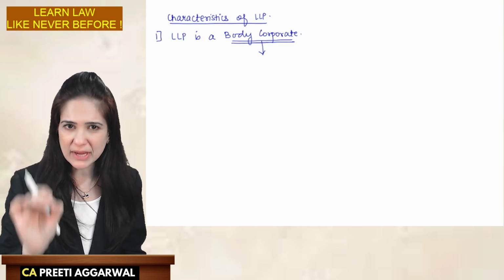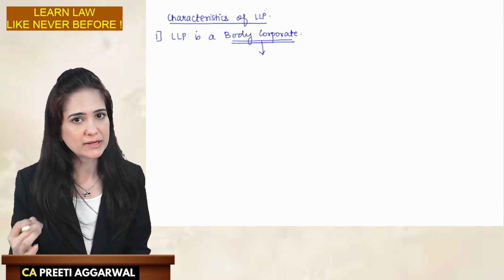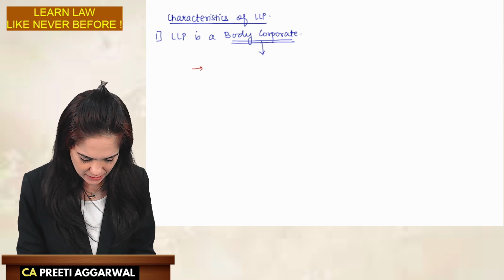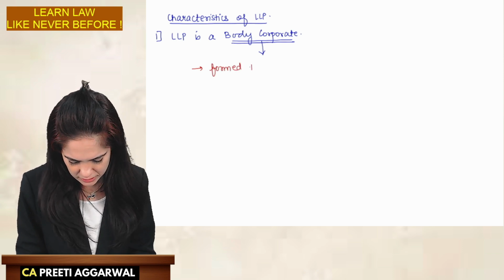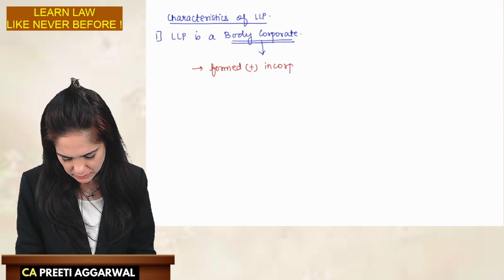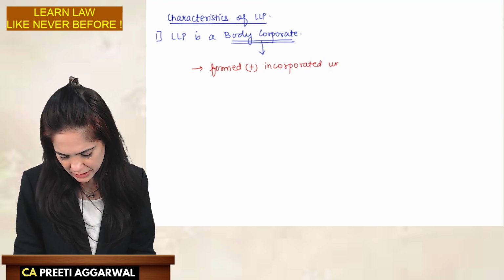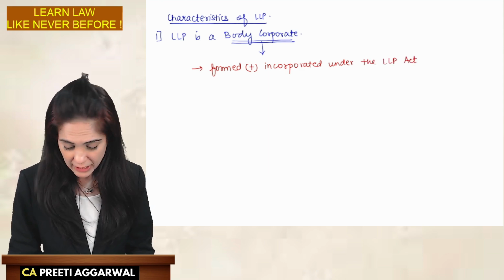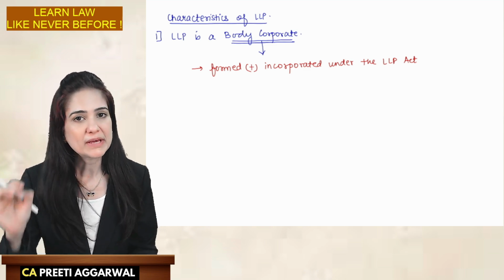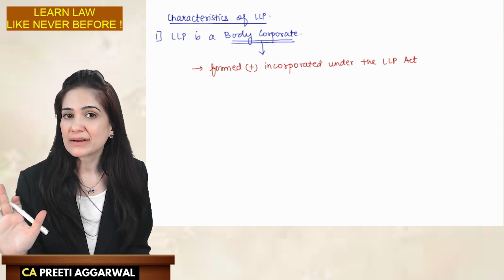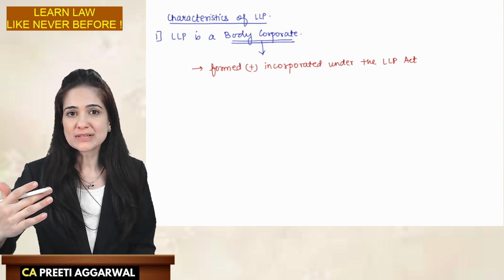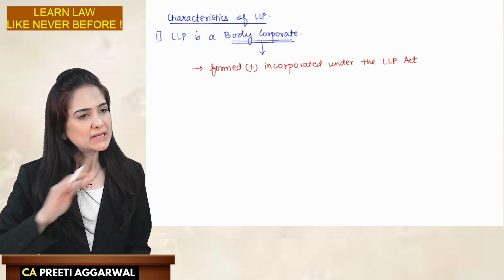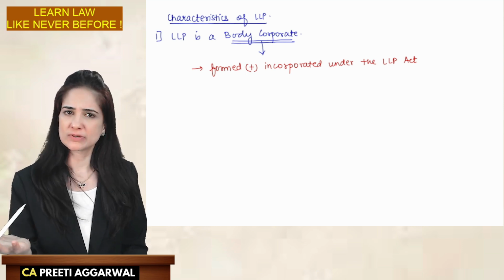Let us break it down, and then I will teach you how each word is connected to the other. Body corporate. Why is LLP a body corporate? Because it has to be formed and incorporated under the LLP Act. So it is formed, it is incorporated under the LLP Act. It does not take birth like a natural person. You have to form it, you have to incorporate it. Yes, so that is why it is a corporate body. It doesn't take birth like a natural person, it's an artificial person.